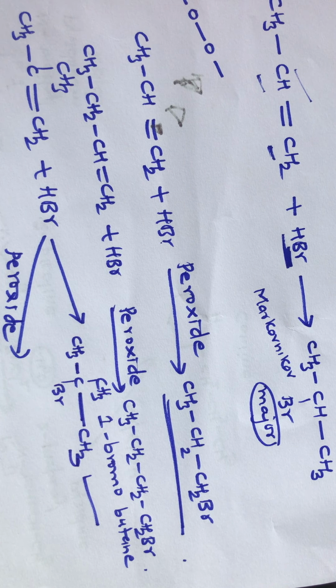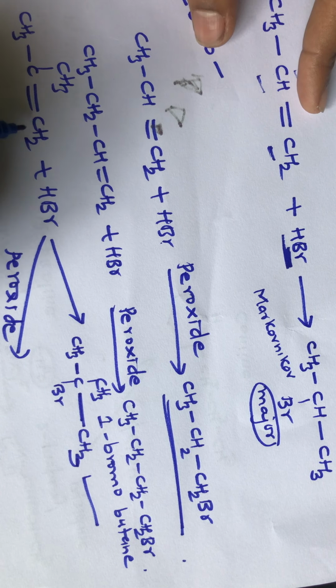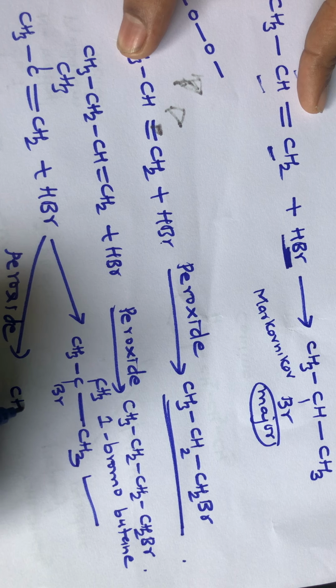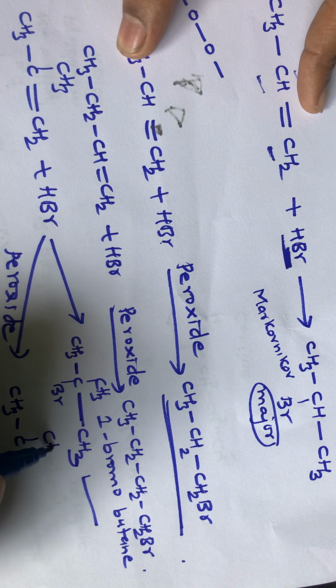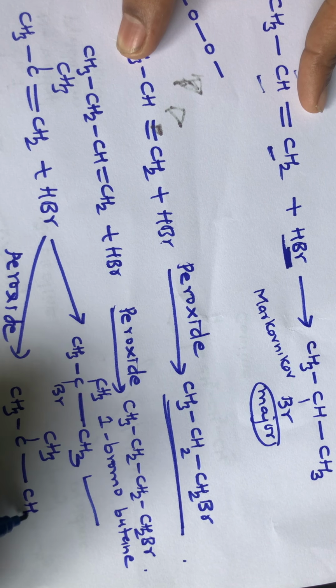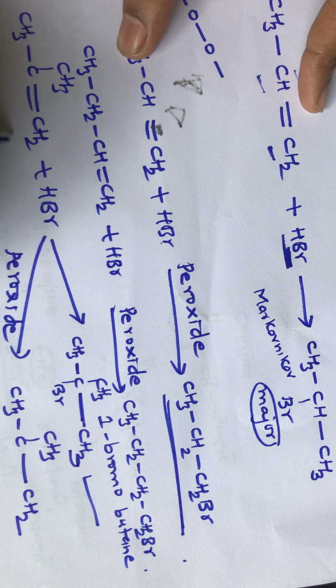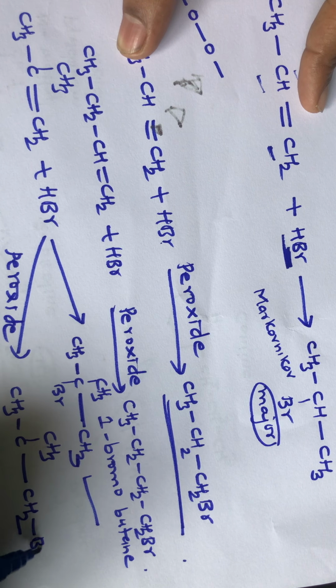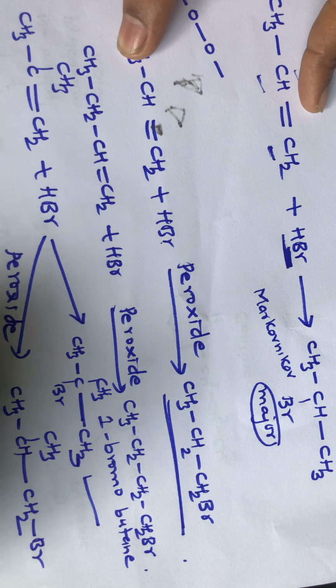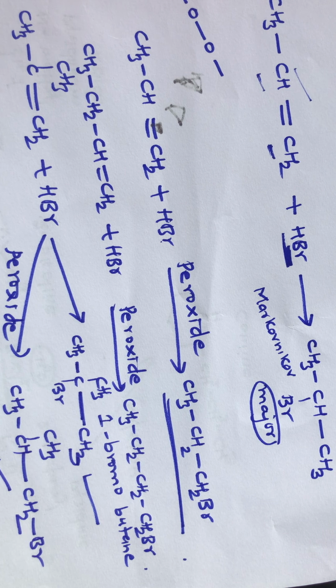If you use peroxide, what happens? The negative part will attack the carbon containing more number of hydrogens. So Br will attack here. The product is, this is what you are going to get. See? CH3, you have CH2. This attack will take place here. So Br will attack here, then hydrogen will add. So this is the product that you are going to get. We refer to this as the anti-Markovnikov product.